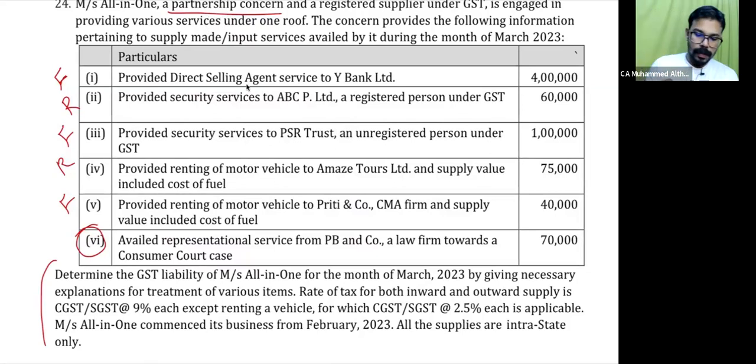RCM. See, it's a law firm. Law firm means an advocate. So, advocate, see, there is a small difference. In these five cases, the all-in-one partnership firm was a supplier. But the sixth one is a receipt. It is an inward supply, because the advocate is the supplier. The all-in-one partnership firm is the recipient here, right? Okay.